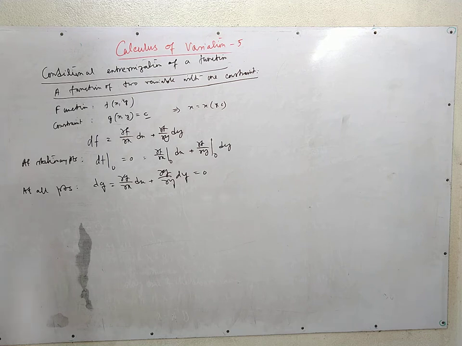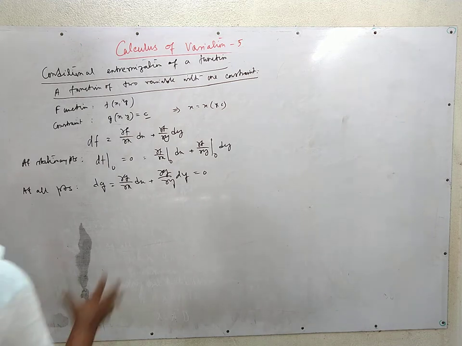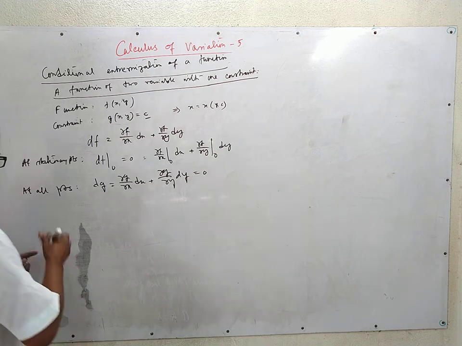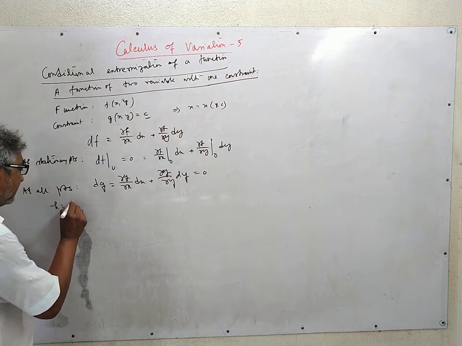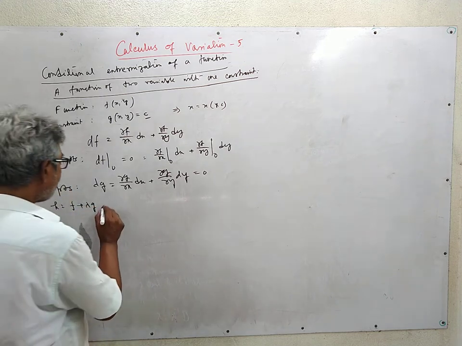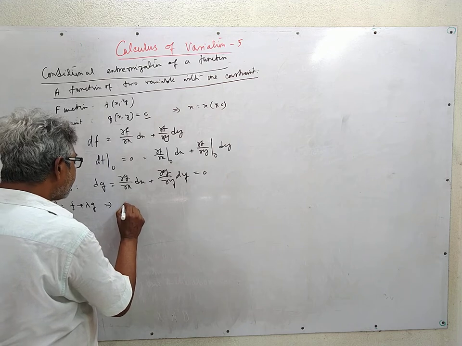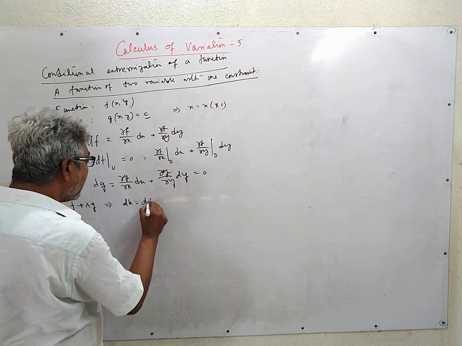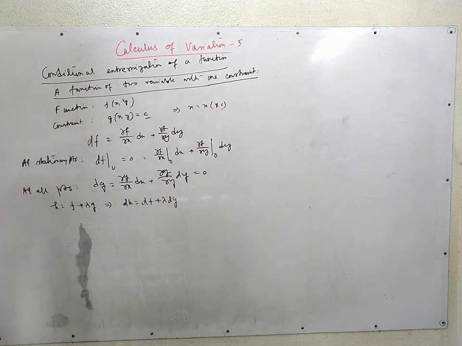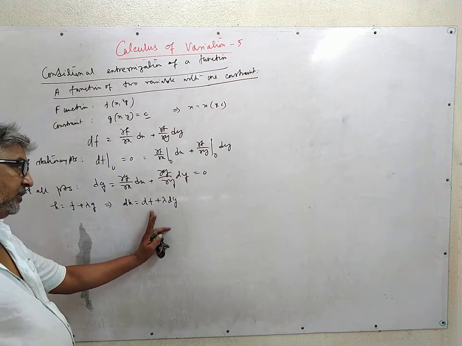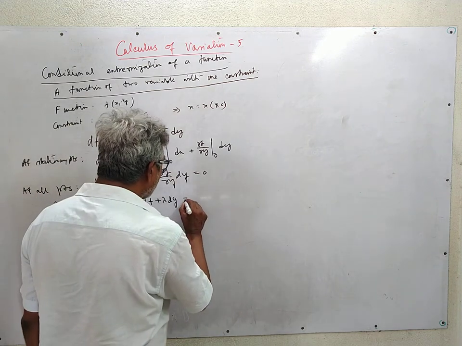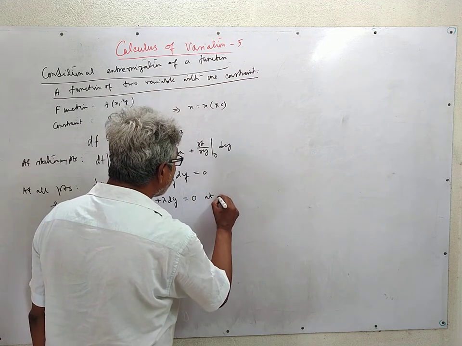As per Lagrange, he introduced some multipliers, and he defined a function h which is f plus lambda g if there is only one condition, which leads to dh is equal to df plus lambda dg. You note that dg is 0 at all points and df is 0 only at stationary points. So this is equal to 0 at stationary points.